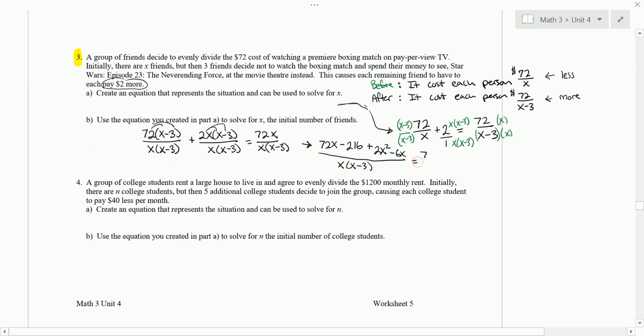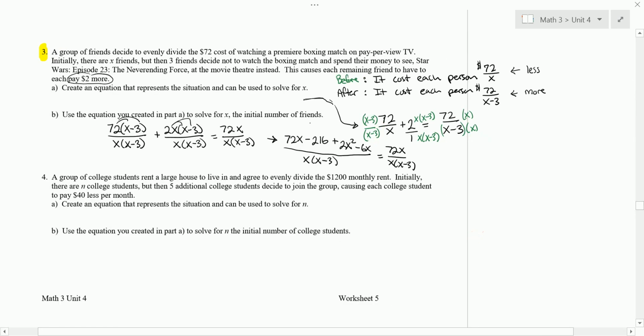And that's equal to 72x over x times x minus 3. So we have one fraction equal to one fraction. Denominators match. Therefore we can say the numerators will have to match. So 72x minus 216 plus 2x squared minus 6x is equal to 72x.